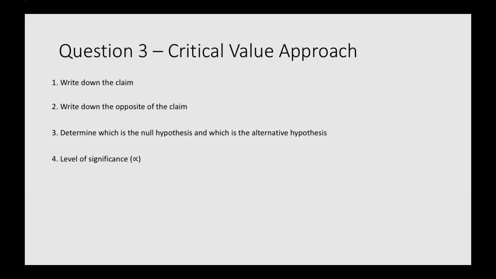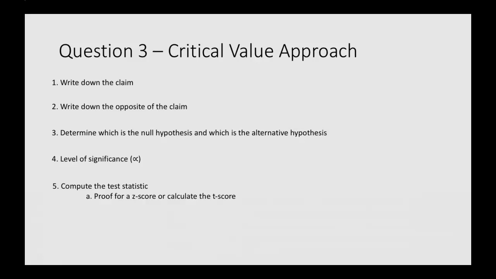Step number 4, that's the easiest one. That's just what's your alpha? What's your level of significance? Right? So a problem might say, alpha is 0.05. So step number 4, we just write down alpha equals 0.05.